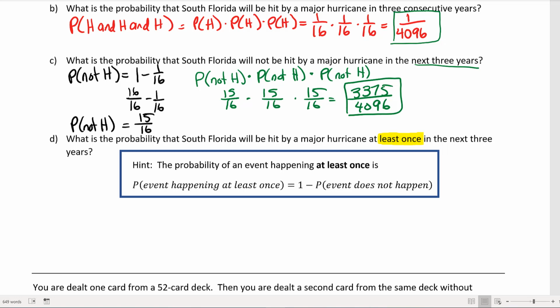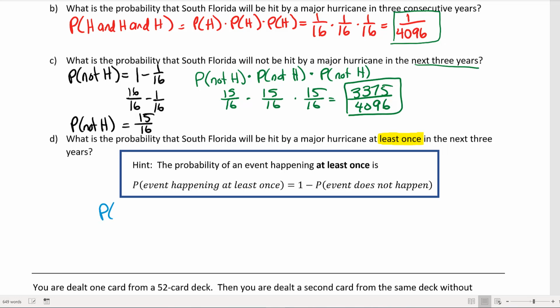But if we have just at least once, that means we only need one hurricane over the 3 years to satisfy this probability event. So we have a little hint here. The probability of an event happening at least once is 1 minus the probability the event does not happen. Now we've already figured out that probability that South Florida will not be hit by a major hurricane in the next 3 years. We've already figured that out in Part D.